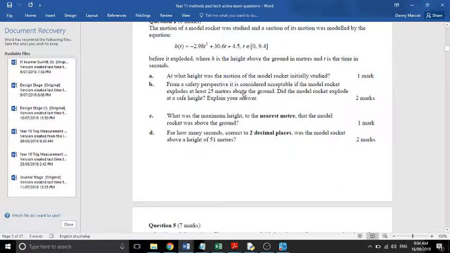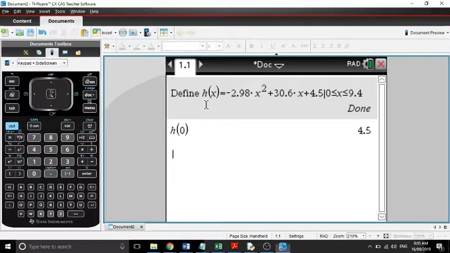From a safety perspective, you consider if the model rocket explodes at least 25 meters above the ground. Did the model rocket explode at a safe height? Explain your answer. So, how can we work that out? I'd be saying that we want to find 25 meters. Did it end up going above 25 meters? So, I'd be saying h of 9.4. I'm assuming that it's traveled for 9.4 seconds or 9.4 minutes.